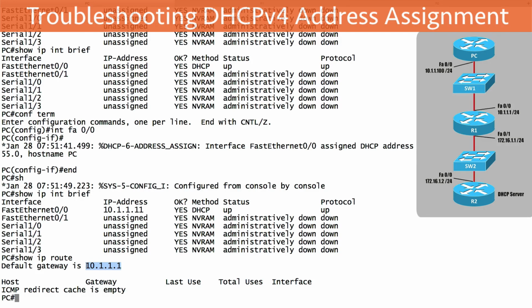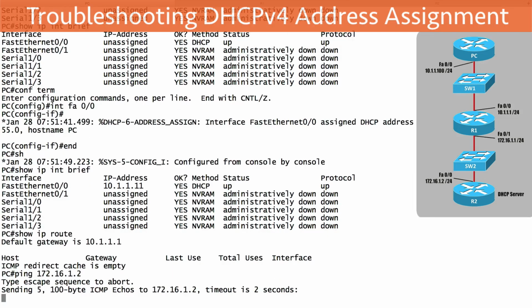Great. Now, the next thing I want to do is to see if I can ping somewhere. Let's try to ping that DHCP server. Can I ping 172.16.1.2? Maybe the first one is an ARP timeout? It's not looking good. No, my pings are failing.